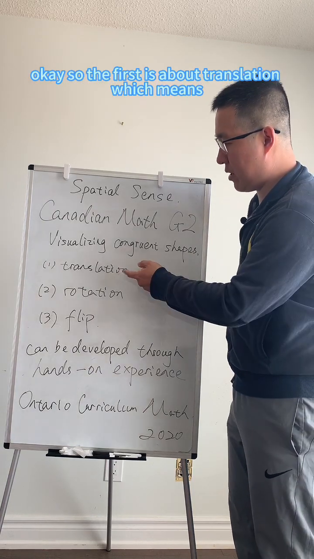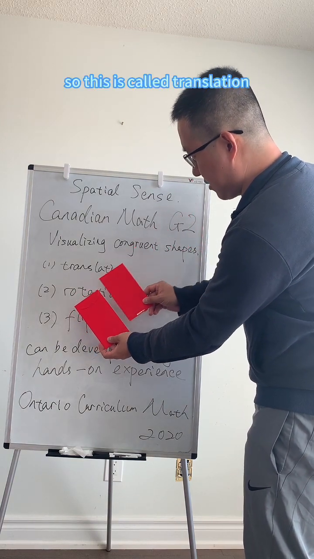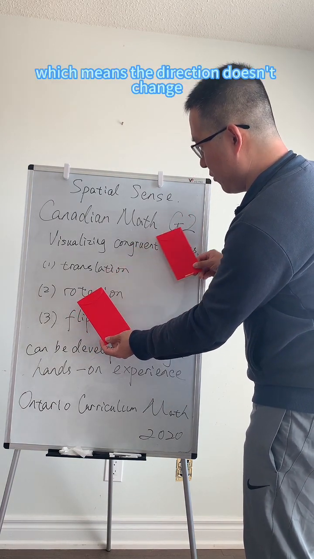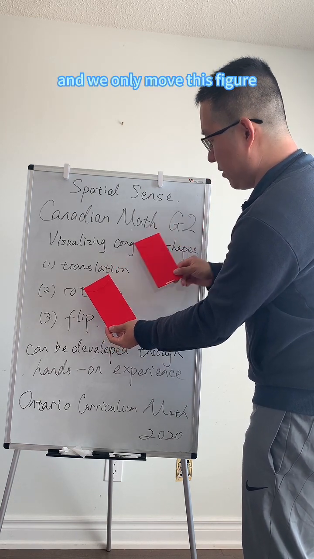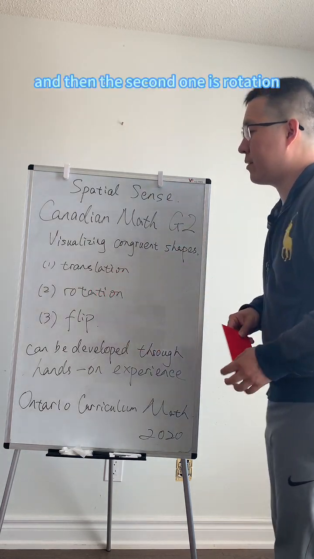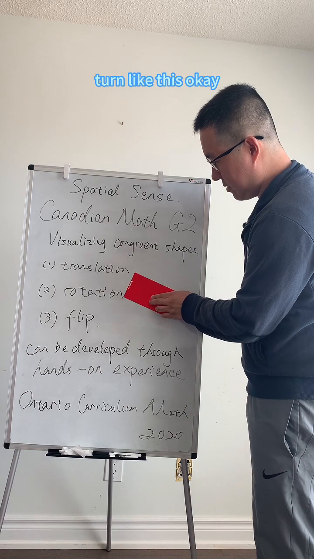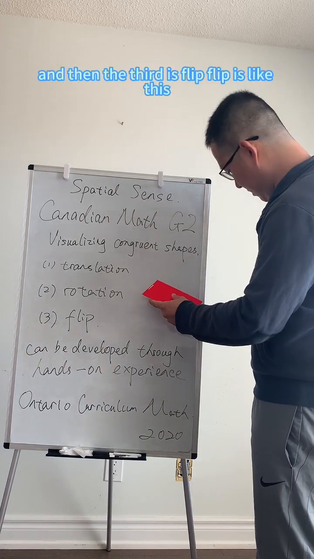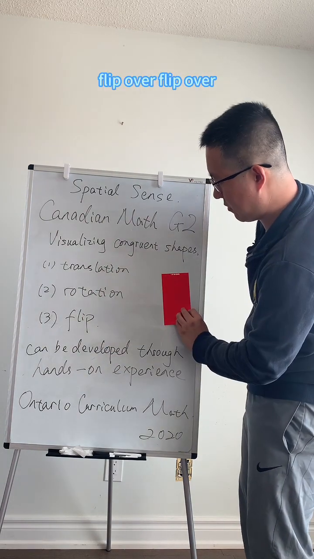The first is translation, which means like this. This is called translation, which means the direction doesn't change, and we only move the figure, like this. And then the second one is rotation, which means that we turn it like this. And then the third is flip. Flip is like this, flip over, flip over.